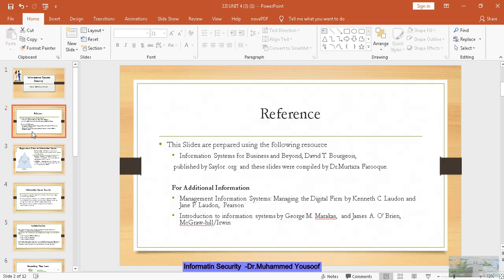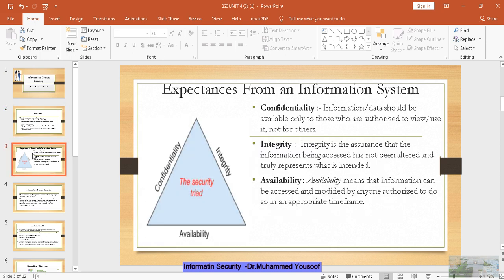These slides show the reference materials from which they were made, and these slides were actually made by Dr. Murtaza Farooq. Now let's start our chapter today.